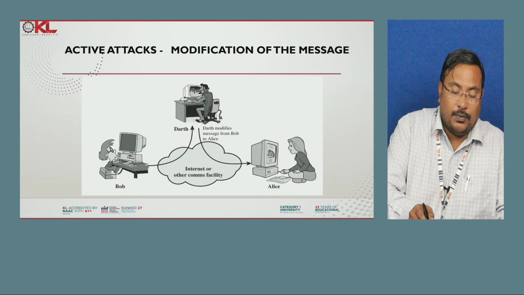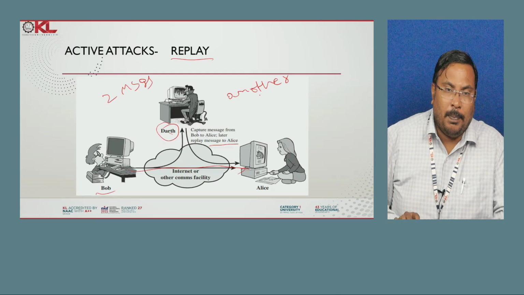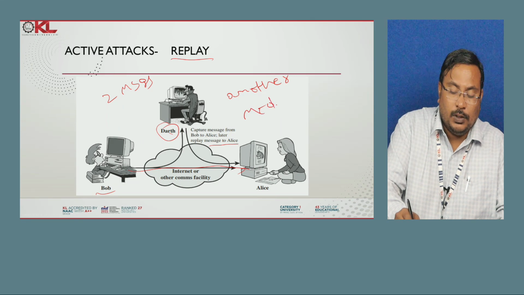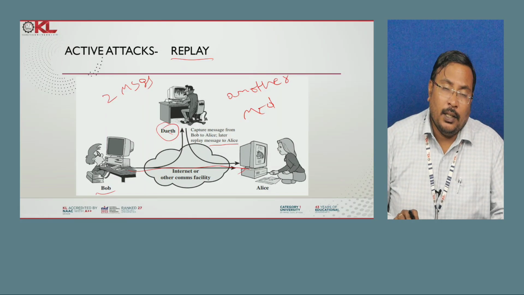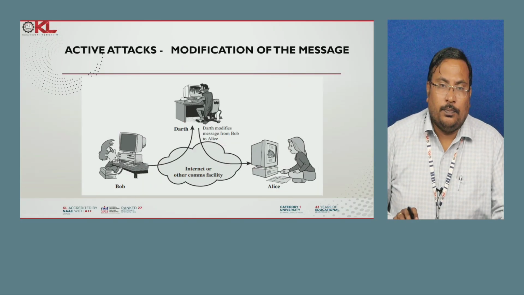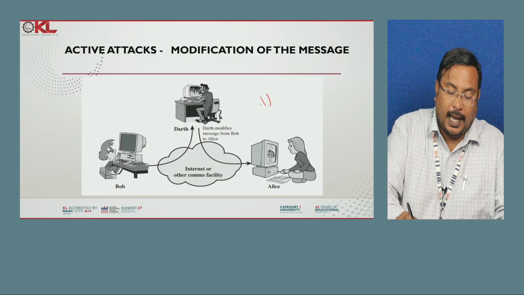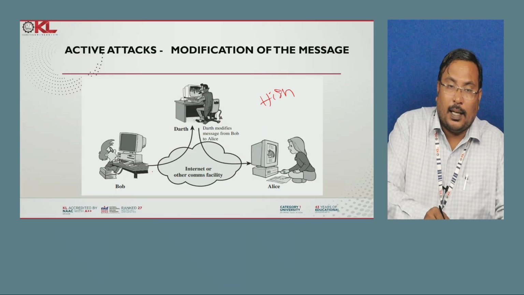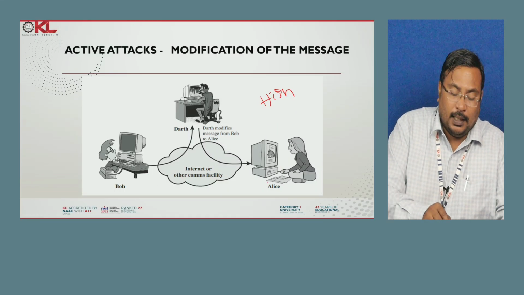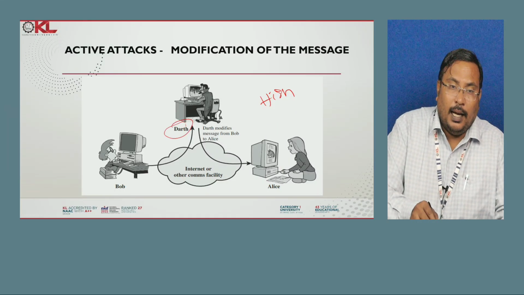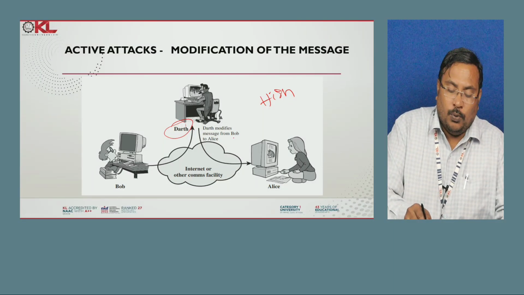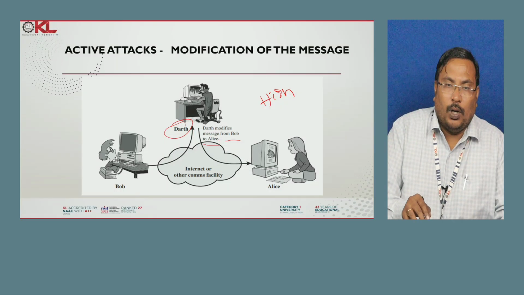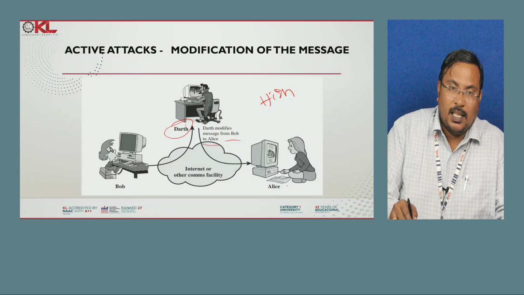Next, modification of the message. The previous attack's impact is moderate, not low. There, you can read the message and it is also sent on to Alice, but now the impact is very high. Bob sends the message to Alice, but it reaches Darth, and he modifies the message according to his requirement and sends it as if it were sent by Bob only, so the impact is very high.